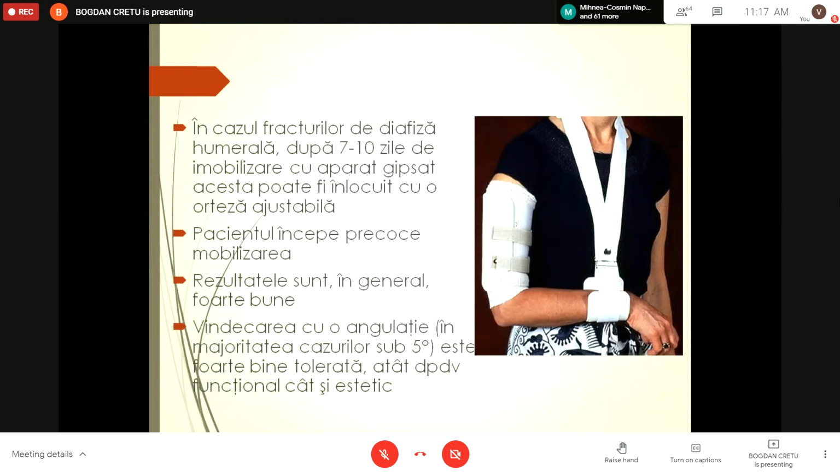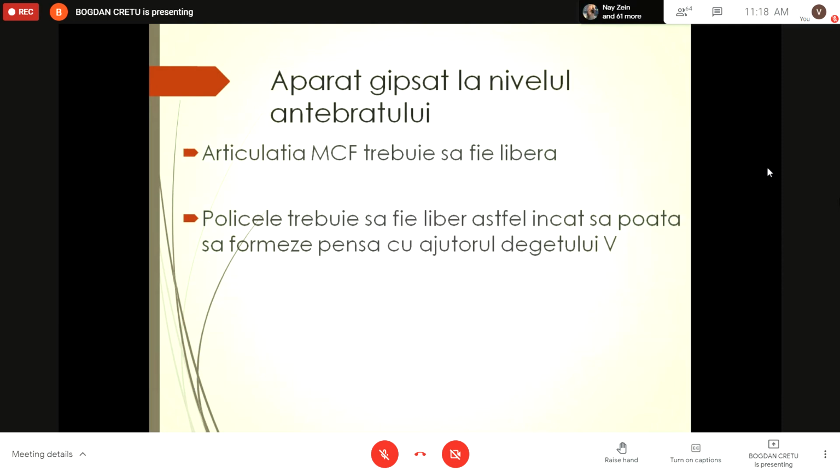After 5 to 10 days of Caldwell gypsum, we will use an adjustable orthotic. The patient after that starts to move his arm. The results are in general good because the humerus, if it heals with an angulation below 5 to 10 degrees, is very well tolerated by the patient.